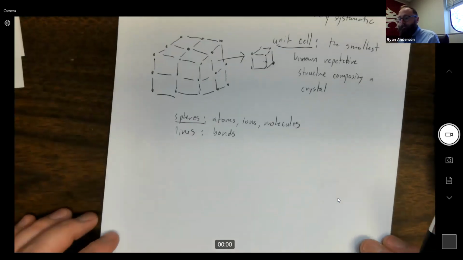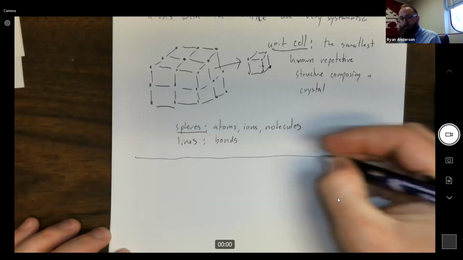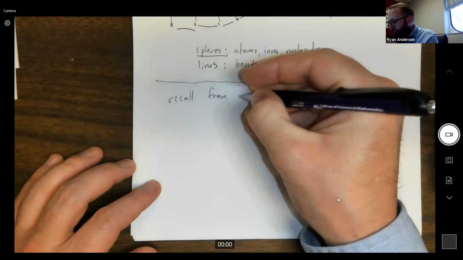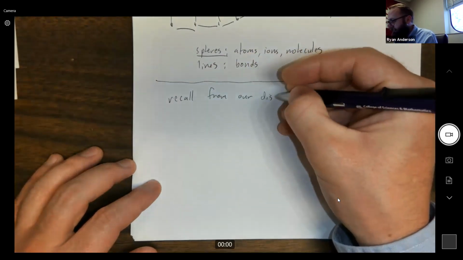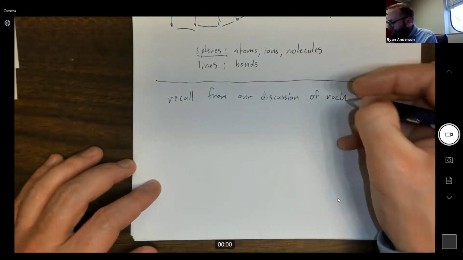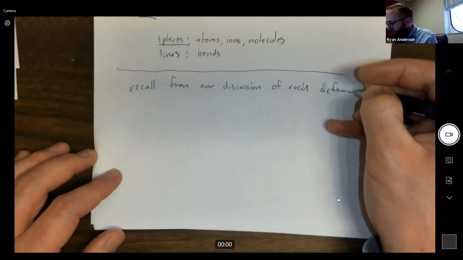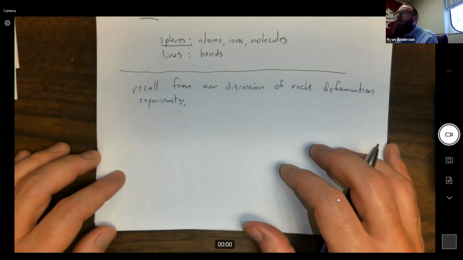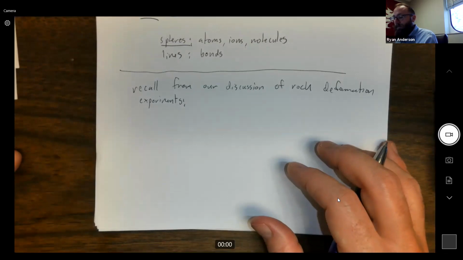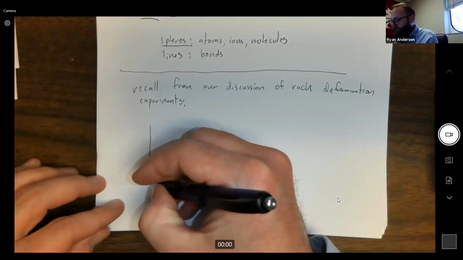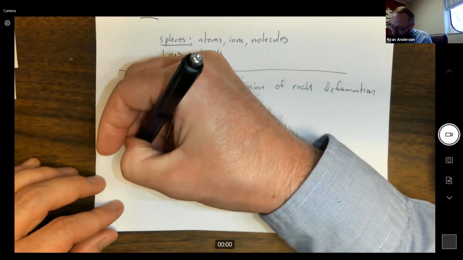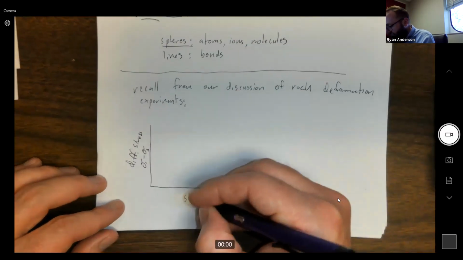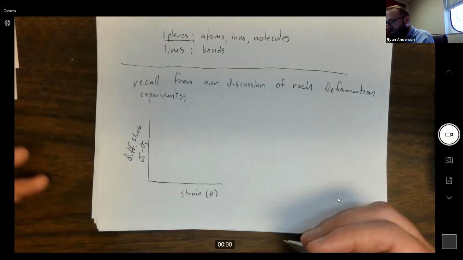And now, recall, we got a new drawing here. Move this up a little bit. Recall from our discussion of rock deformation experiments that rocks have different deformation mechanisms. So here's our graph of differential stress, which was sigma 1 minus sigma 3, or the difference between the two, and strain, which we depicted as E, the extension of our material.